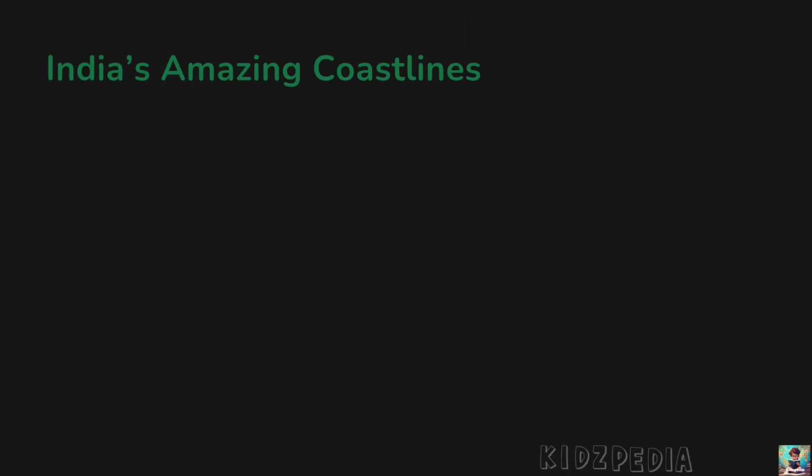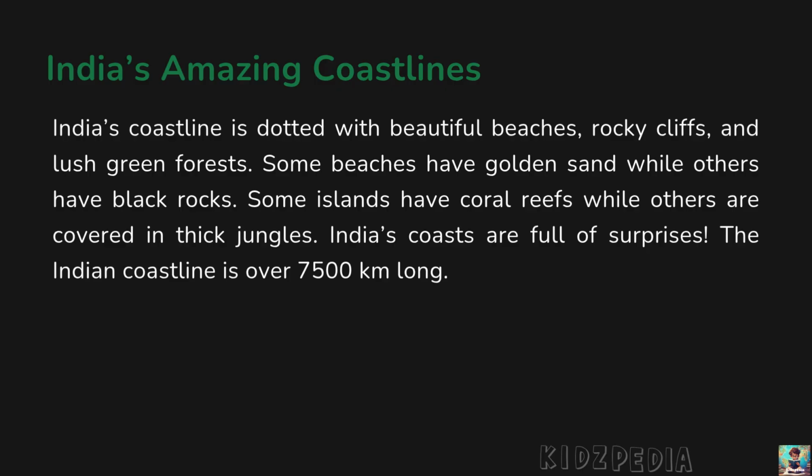Next is India's amazing coastlines. India's coastline is dotted with beautiful beaches, rocky cliffs, and lush green forest. Some beaches have golden sand while others have black rocks. Some islands have coral reefs while others are covered in thick jungles. India's coasts are full of surprises. The Indian coastline is over 7,500 km long.